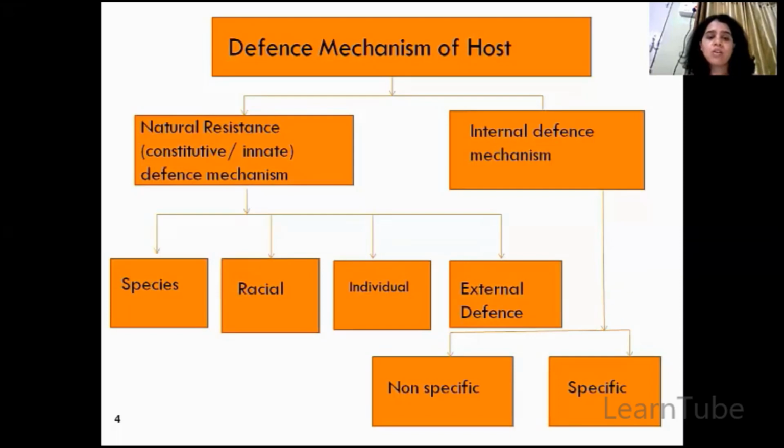Next is individual. Though a particular person belongs to the same species, and two people have the same racial background and are in the same family, it may happen due to individual genetic combination or genetic arrangement that a particular person's immunity is high or low.